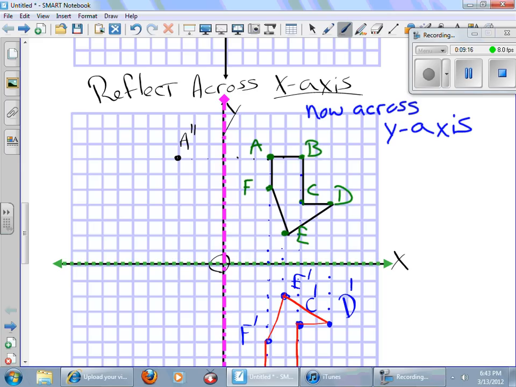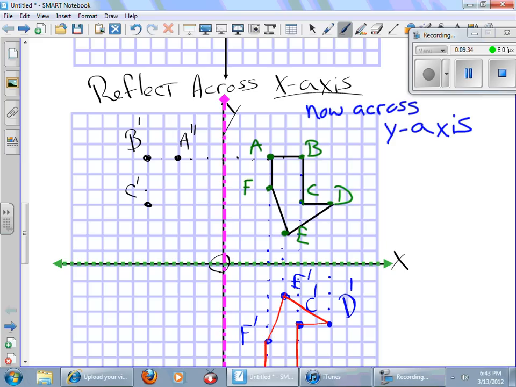B is 1, 2, 3, 4, 5. B double prime, 1, 2, 3, 4, 5 on the other side. See how simple this is? Now, you can kind of cheat and say, well, C is 1, 2, 3 below B, so therefore C prime will be 1, 2, 3 below.